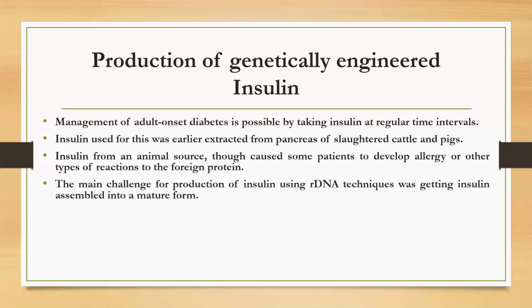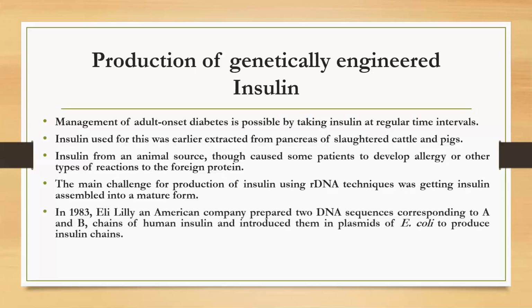The main challenge for the production of insulin using recombinant DNA technique was getting insulin assembled into a mature form. It is very difficult to produce active insulin as it is. Such technologies are also developed. There are two methods. In one method, A chain as well as B chain polypeptides are produced separately, and then they are allowed to undergo disulfide bonding to produce an active insulin.